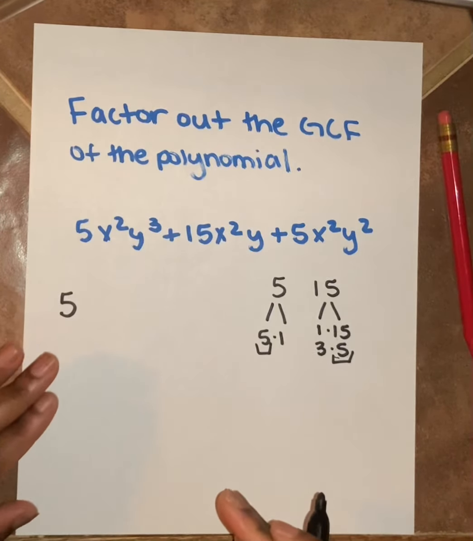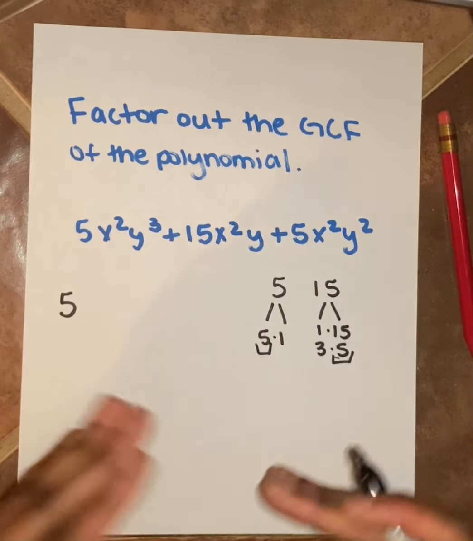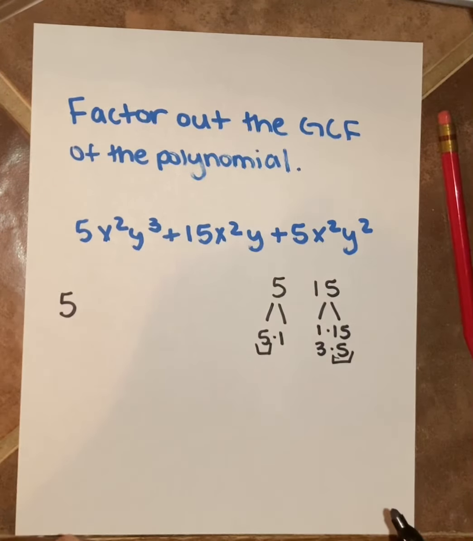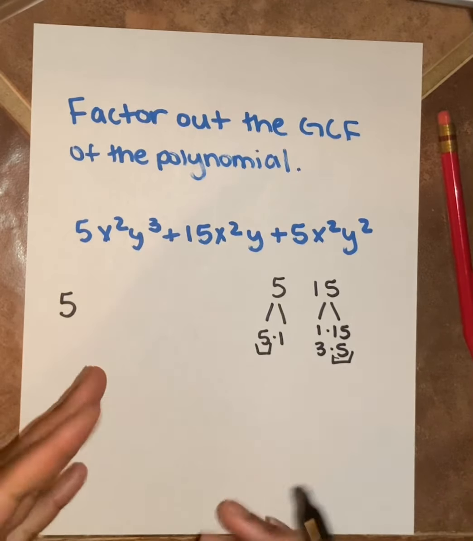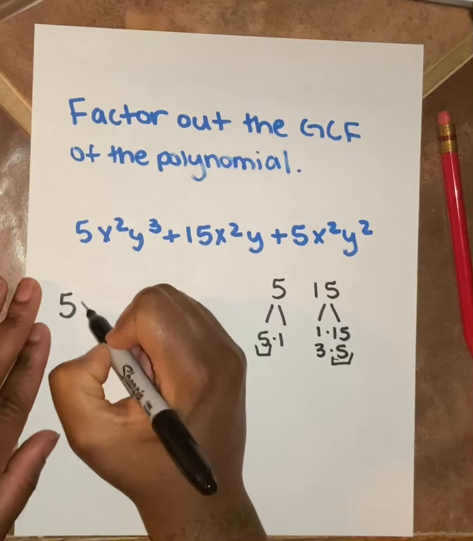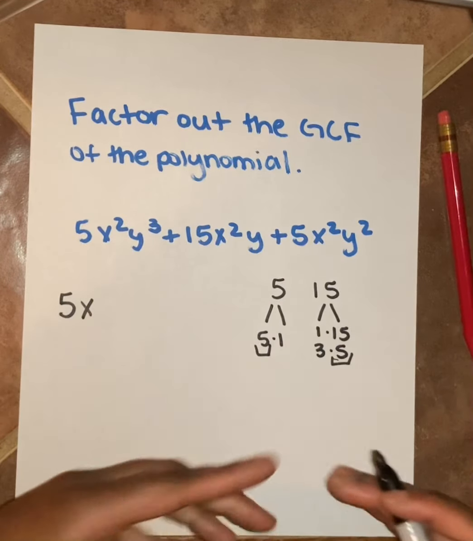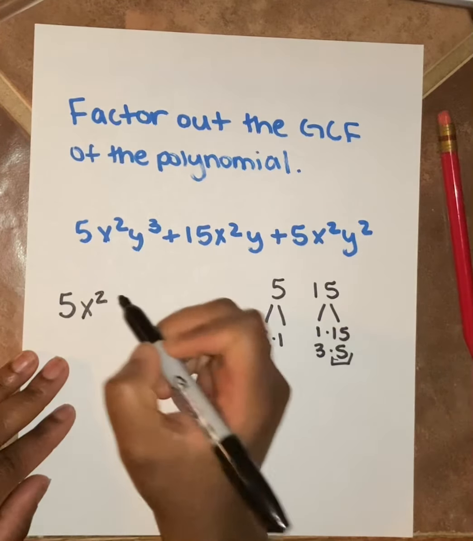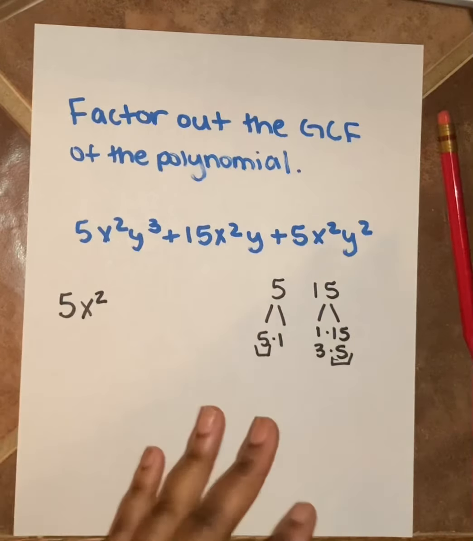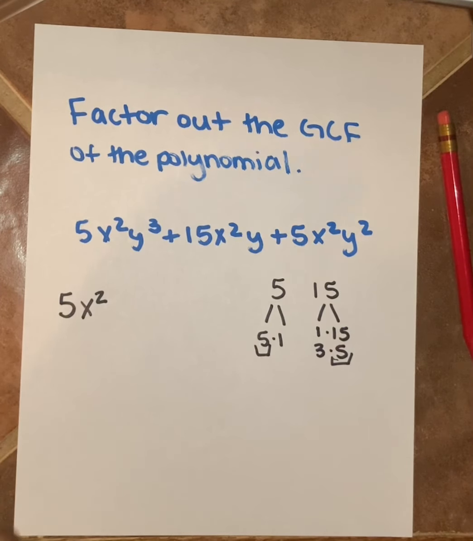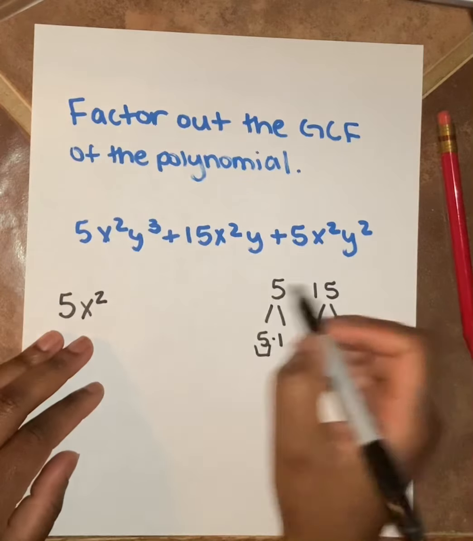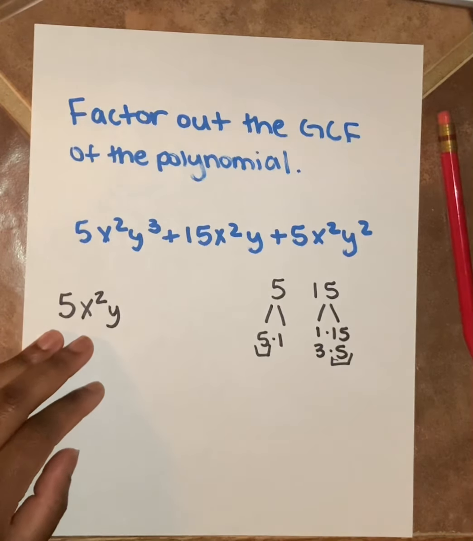We also see that we have two variables that are present in each term. We have the x and we have a y. So we're going to take a look at our x's first. We see that in each term there is an x squared. So we know that we have at least that many in each term, so we can pull that out of our polynomial. We also have y.